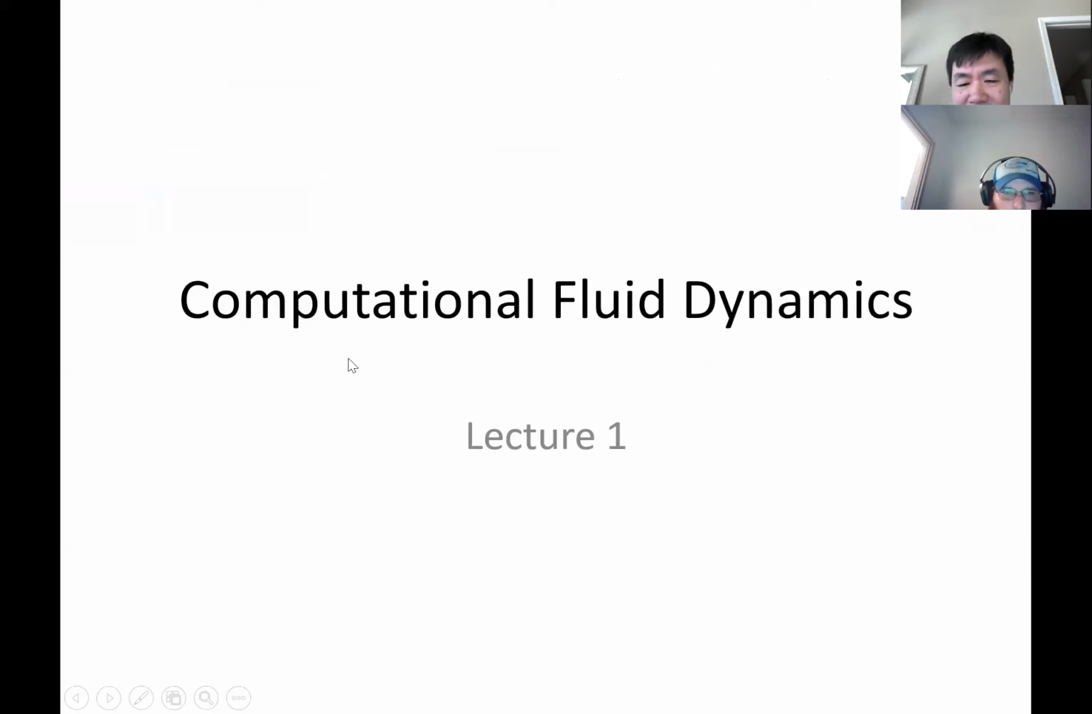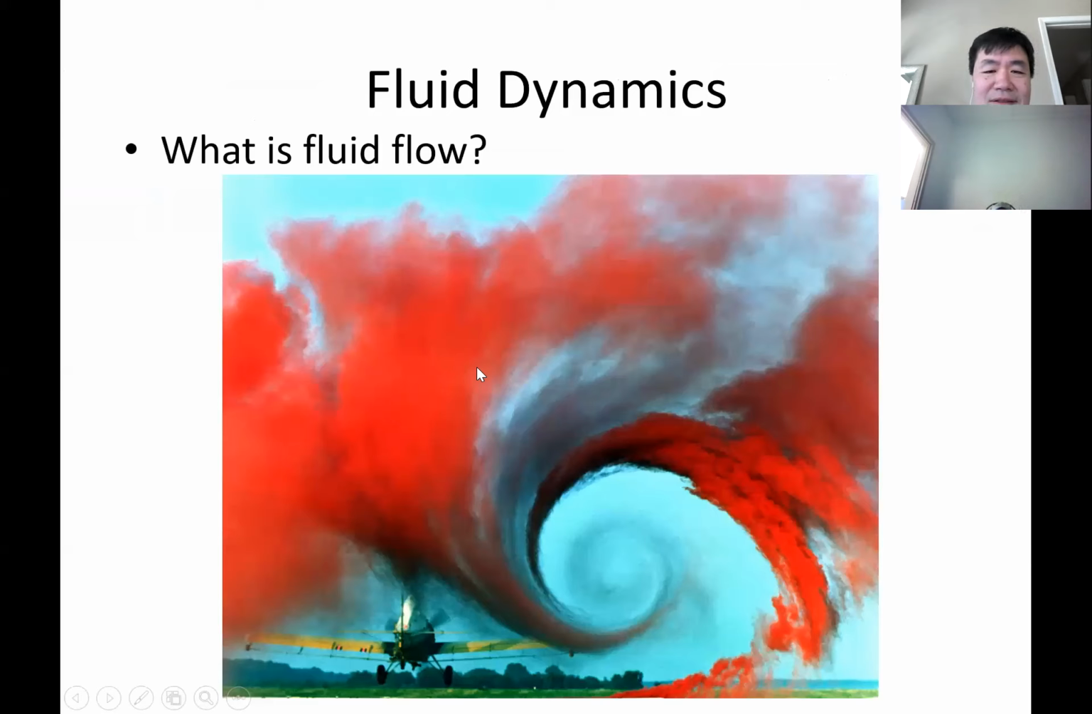Computational fluid dynamics. That's what we're going to do the rest of the semester. Let me give you an introduction first. What is fluid dynamics? What is fluid flow? I chose to show you this picture. If you tell me what this picture shows, I feel this picture is a good representative of fluid flow. Do you agree?